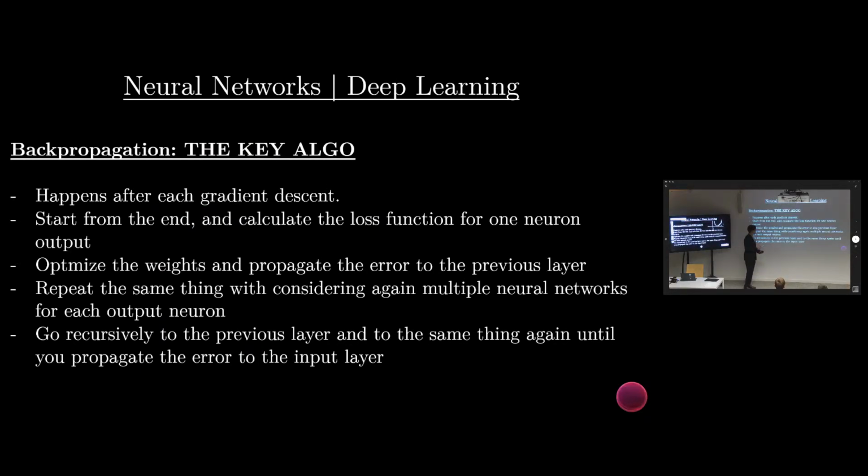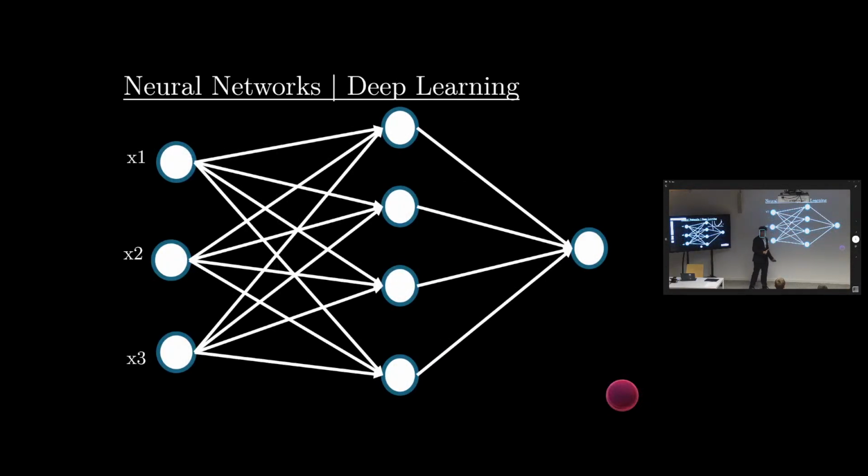A bit abstract, but it's pretty simple. Let's say you calculated the error here, for example. Then you calculate what the optimized weights are here. Then you propagate the error to the previous inputs, to the previous layer. Then again, you apply gradient descent for each of these with the new value that is inputted there. And then do gradient descent again and come back to the input.